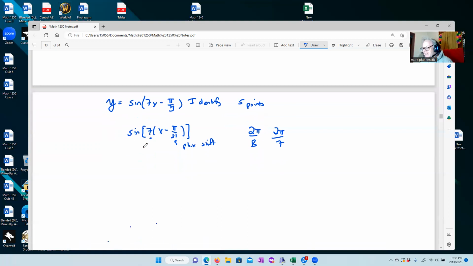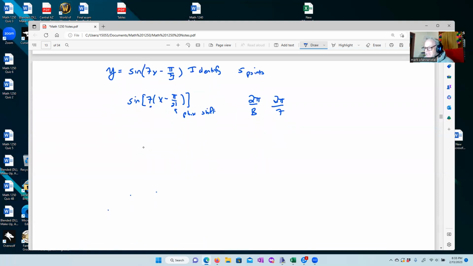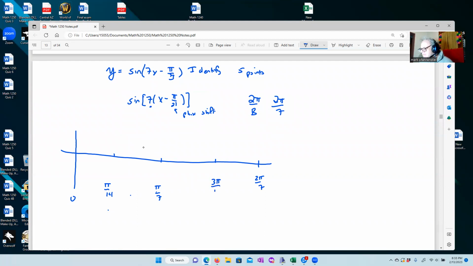Now, what I would do at this point is sketch in the parent function. If I was just graphing a sine, we'd have 0, and we would call this 2 pi over 7. What's half of that? Pi over 7. What's half of that? It's pi over 14. And then 3 halves of 2 pi over 7, that's going to be 3 pi over 14. So that's what we'd end up with.